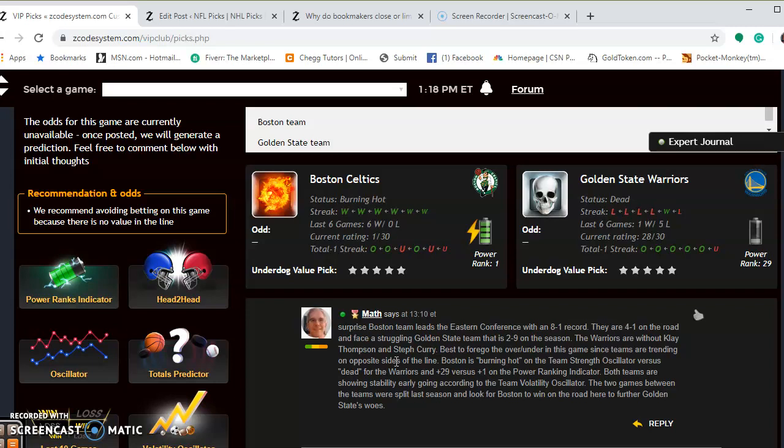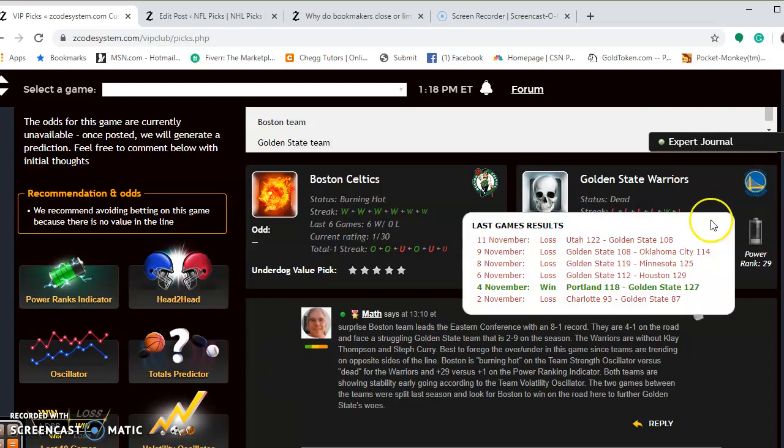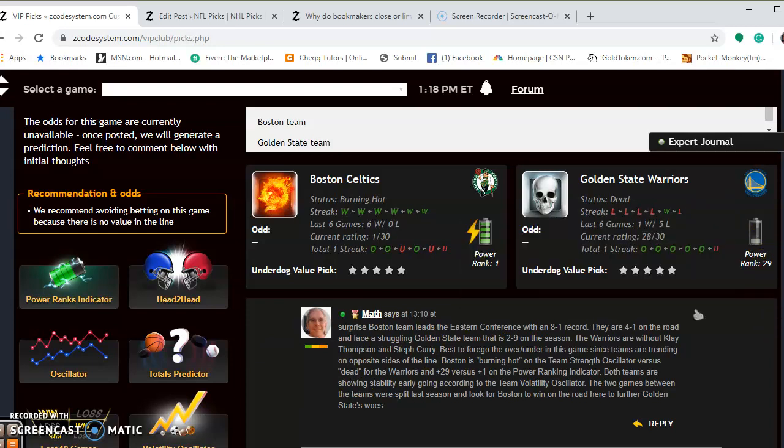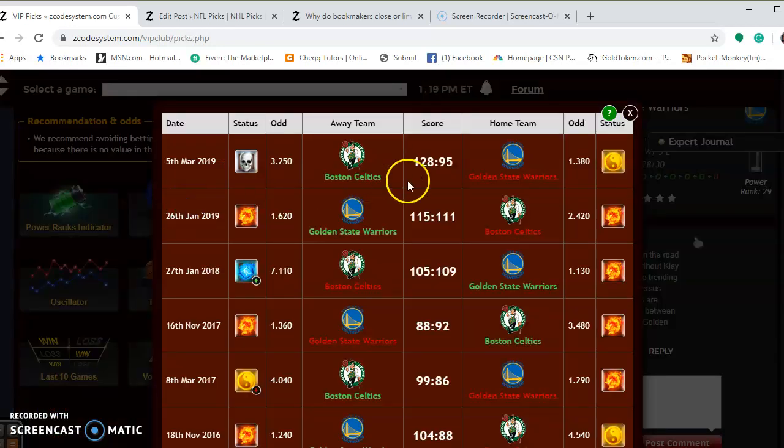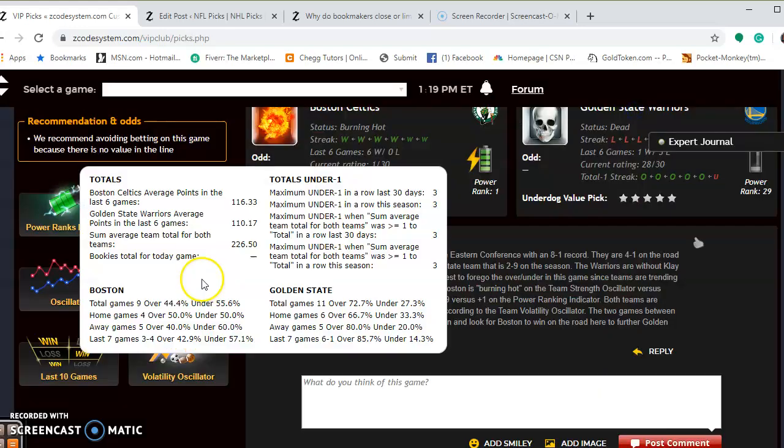Best to forego the over-under in this game since the teams are trending on opposite sides of the line according to the totals predictor. If you look at the head-to-head matchup last season, Boston 1-1, Golden State 1-1, and again, both teams won on the road. Boston winning handily by 33 in their victory.